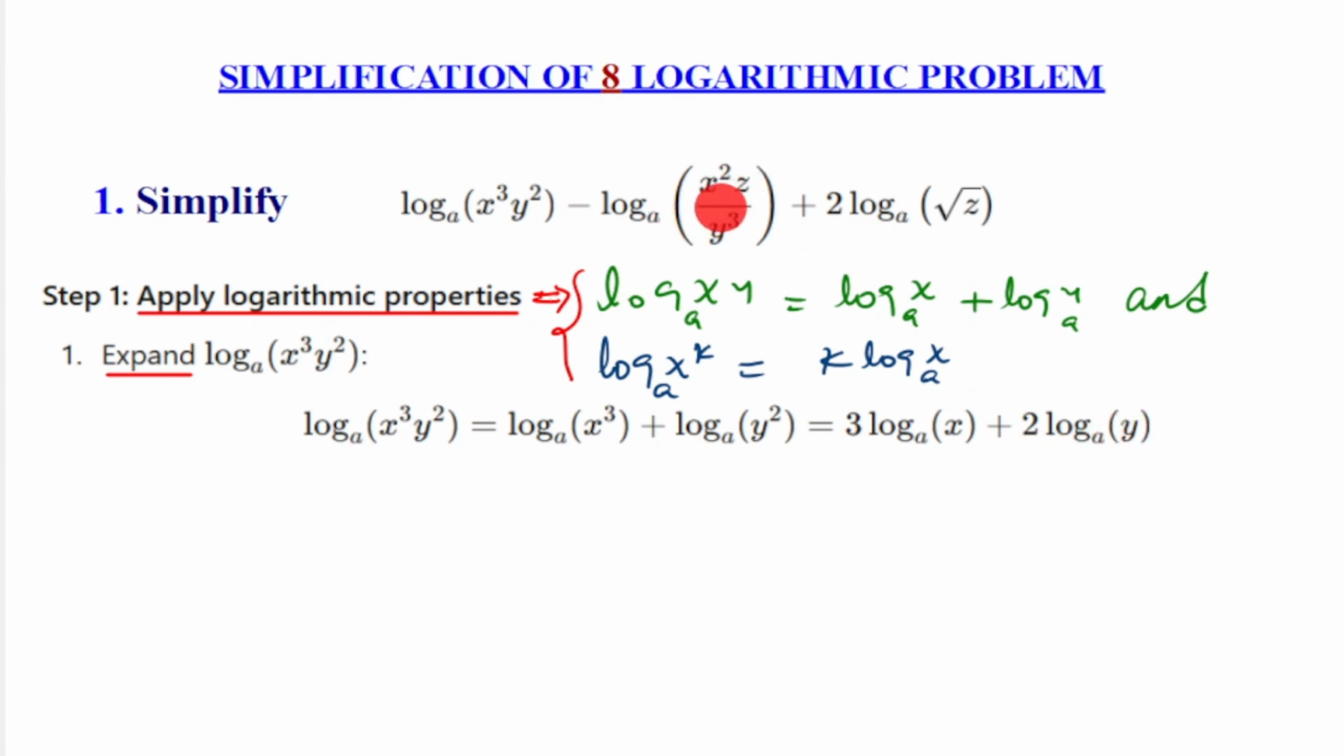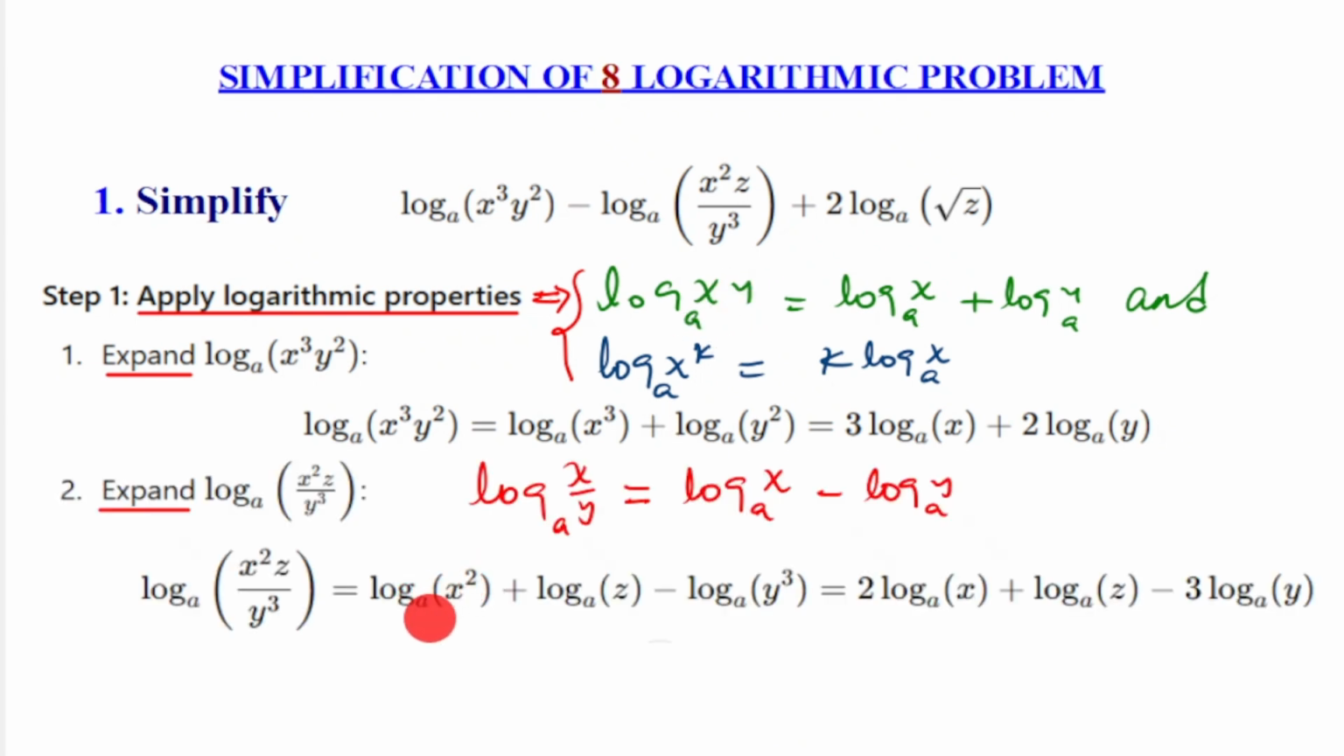When we expand the second term, by applying the product law, we get logarithm of x squared to the base a plus logarithm of z to the base a, and applying the quotient rule, we get minus logarithm of y cubed to the base a, and applying the power rule, we get 2 times logarithm of x to the base a plus logarithm of z to the base a minus 3 times logarithm of y to the base a.